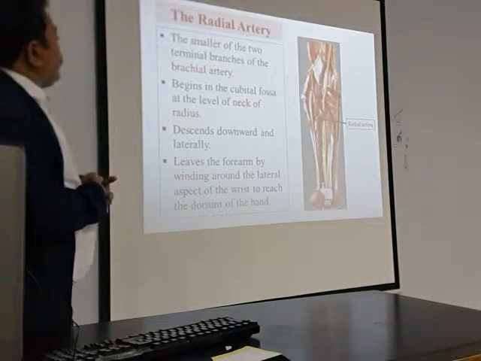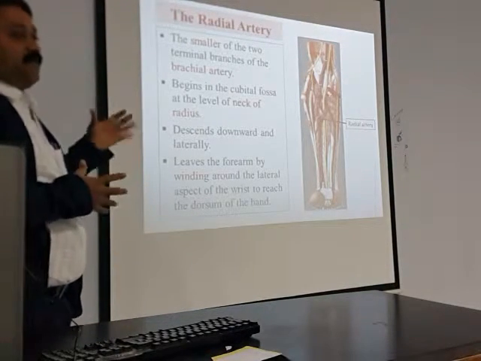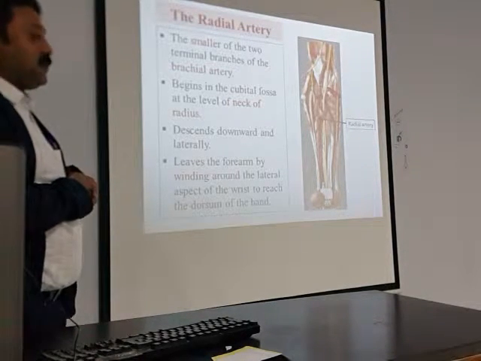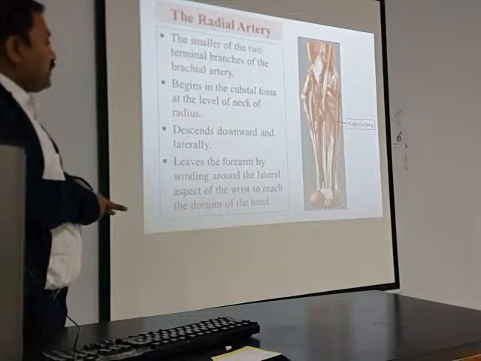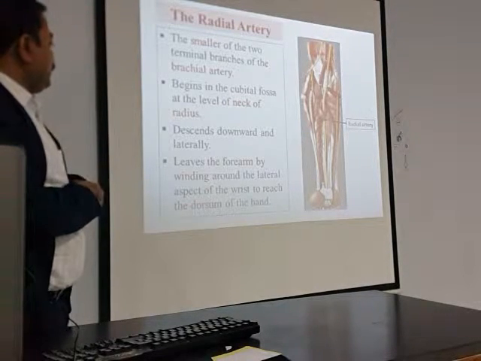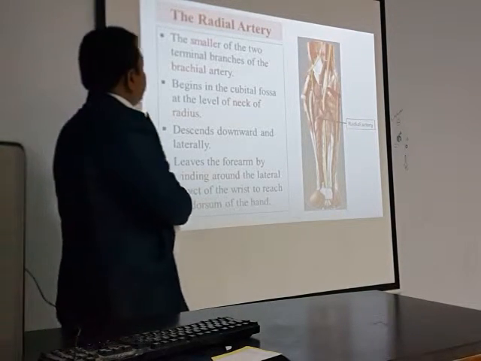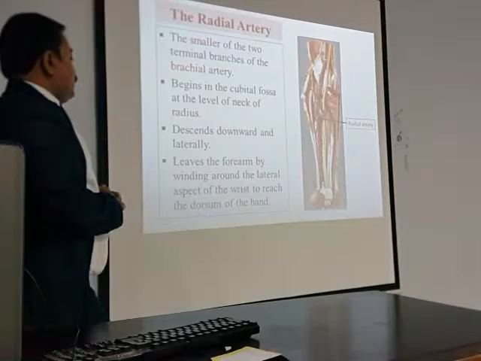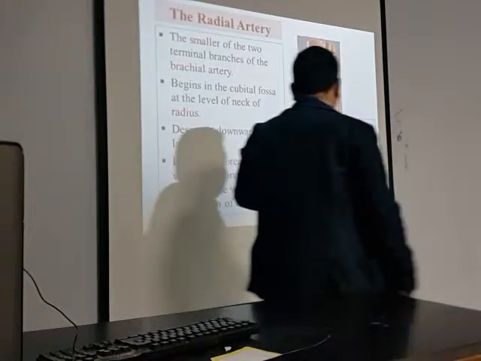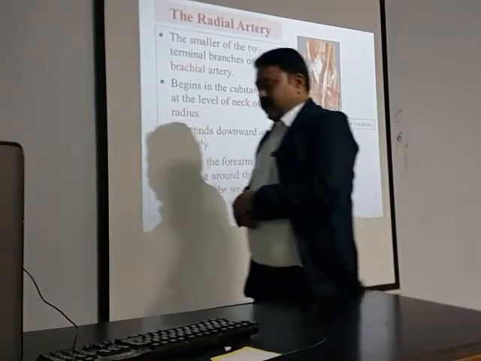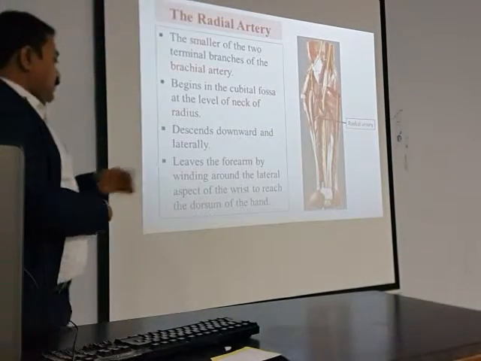Next is the radial artery. It is the smaller one compared to the ulnar, isn't it? It begins in the cubital fossa, at the level of the neck of the radius, and descends downwards laterally. It leaves the forearm by winding around the lateral aspect of the wrist joint and reaches the dorsum of the hand.